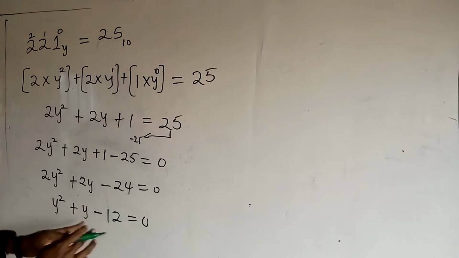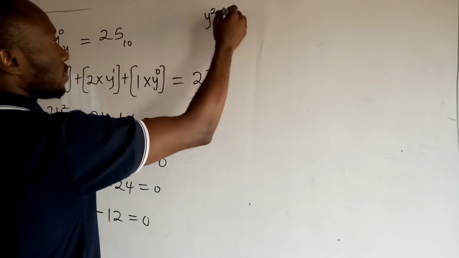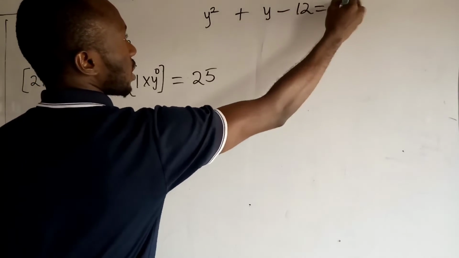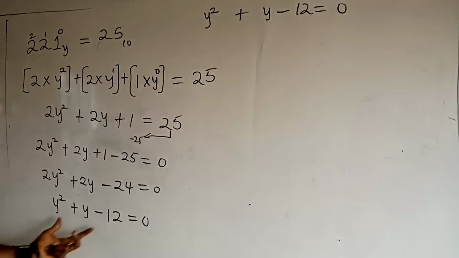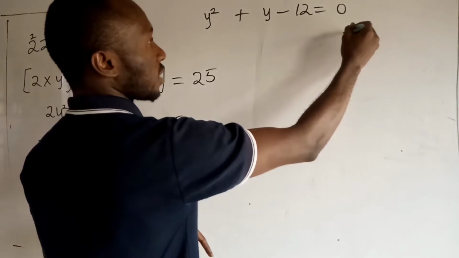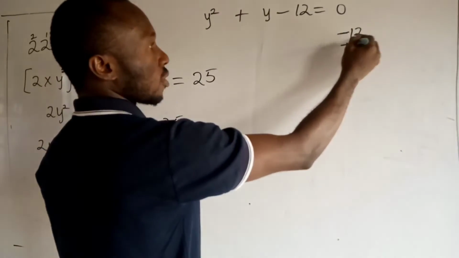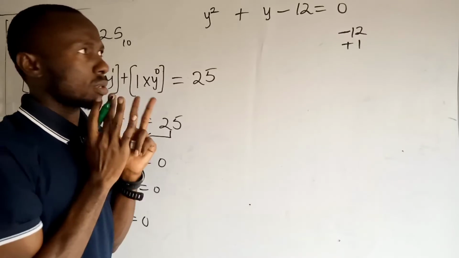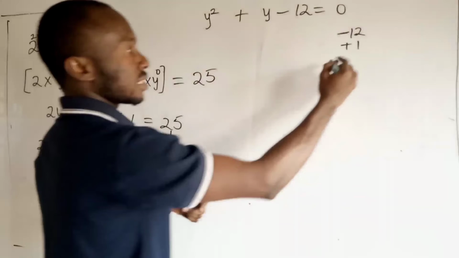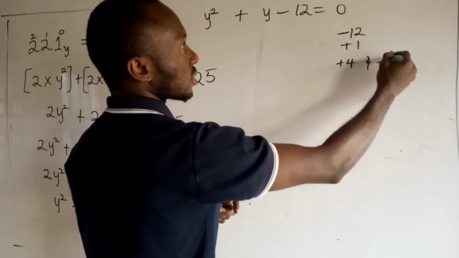We are looking for two values. Let me take this guy up here. So I have y squared plus y minus 12 is equal to 0. Okay, so at this point I'm looking for two values such that when I multiply these two values I'll get minus 12. Then if I add these two values I'll get plus 1. What could these values be? The values are just 4 and 3, and it is actually plus 4 and minus 3.